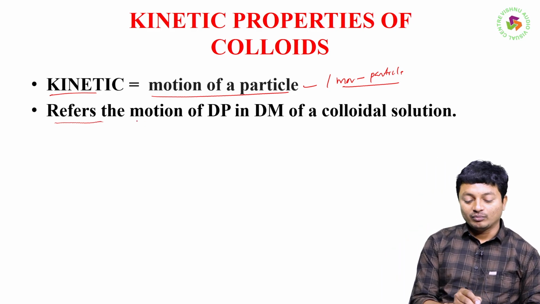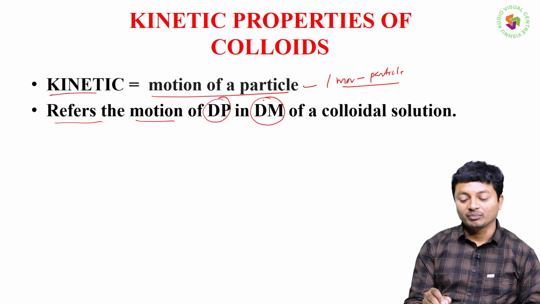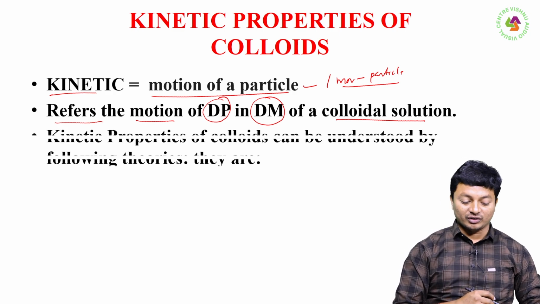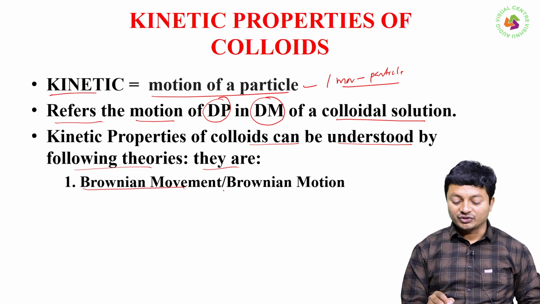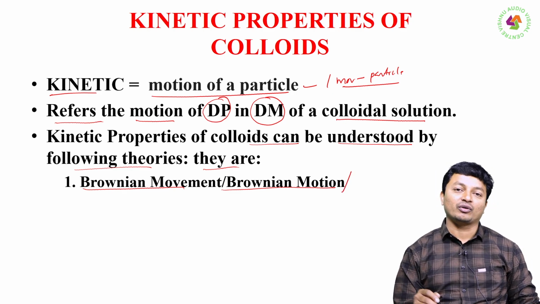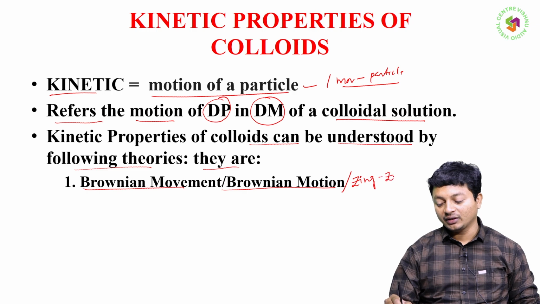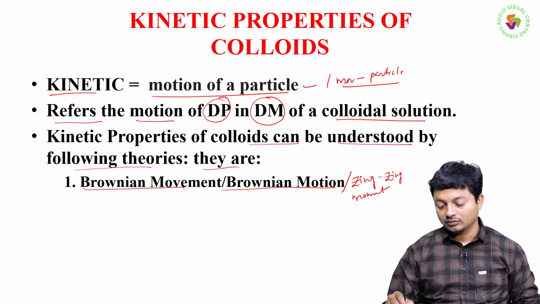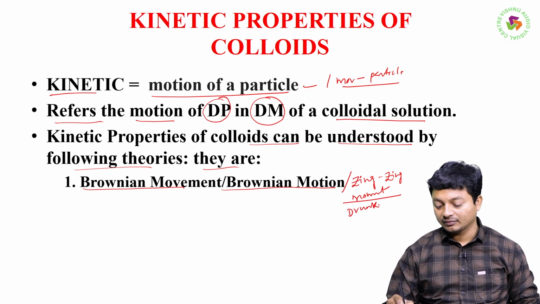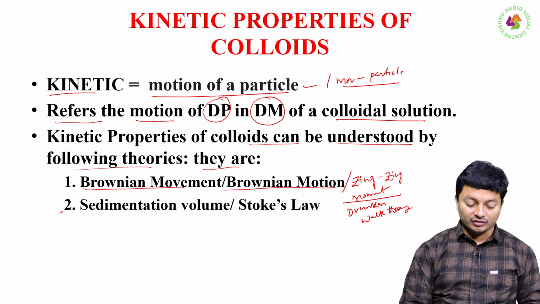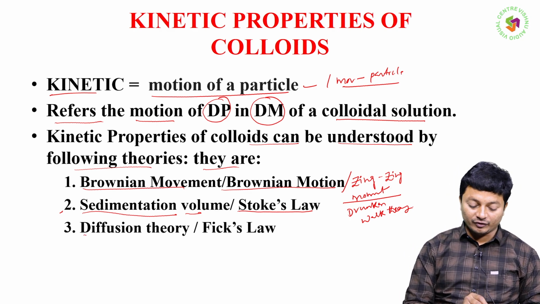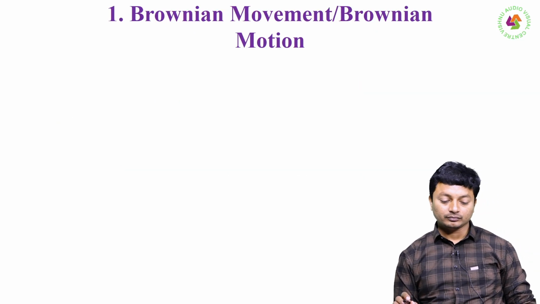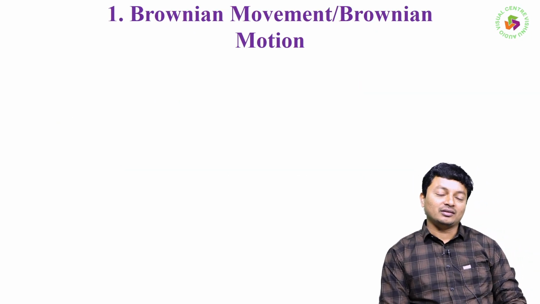Kinetic properties refer to the motion of the dispersion phase in the dispersion medium of a colloidal solution. The kinetic properties of colloids can be understood by the following theories. They are Brownian movement, also known as Brownian motion, which is also known as zigzag movement, or drunken walk theory. The second theory is sedimentation volume, also known as Stokes law. And the third theory is diffusion theory, which is also known as Fick's law. We'll discuss the three different theories in detail.